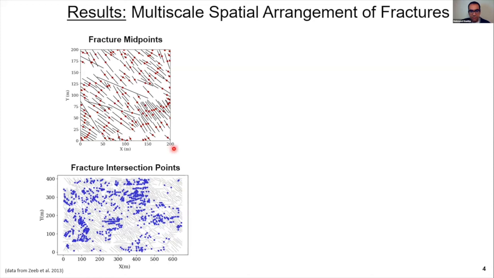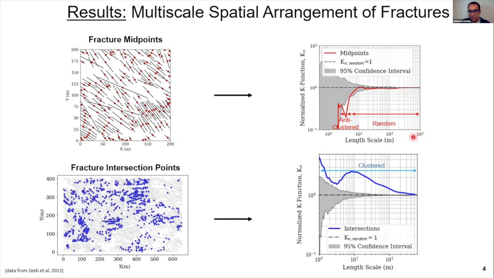Now that we have converted the fracture network to points, we can go ahead and apply the K function formulation to get figures like this. Let me explain how to interpret these figures. On the x-axis, we have the length scale that goes from 1 to 1,000 meters, and on the y-axis, we have the normalized K function. The shaded region is the confidence interval for a random arrangement. If the line falls inside the shaded region, then the distribution is not distinguishable from random.